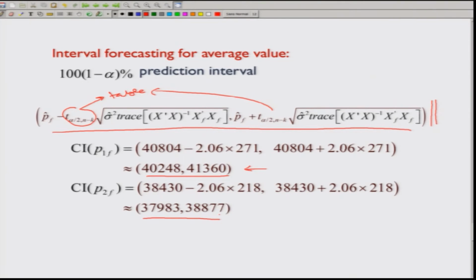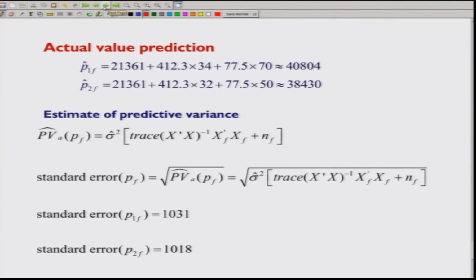Just for the sake of information, you may recall that the value of P1f was 40840 and the value of P2f was 38433. So again we can see that these two values are lying within this prediction interval. Okay, now next we try to make the actual value prediction.